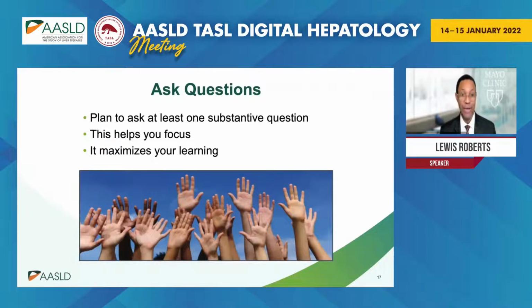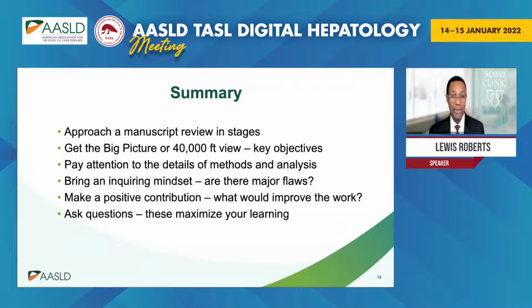So in summary, approach a manuscript review in stages. Get the big picture or the 40,000-foot view. That helps you understand the key objectives. Pay attention to the details of methods and analysis. This will really help you to establish whether the appropriate methods are being used as well as the appropriate analyses, and will help you to really get a sense of whether this work was done with rigor and might be likely reproducible.